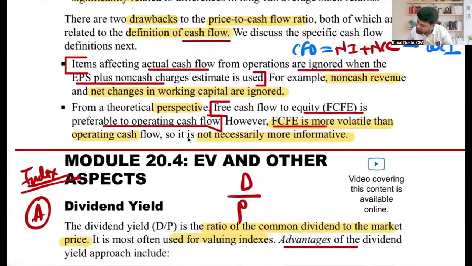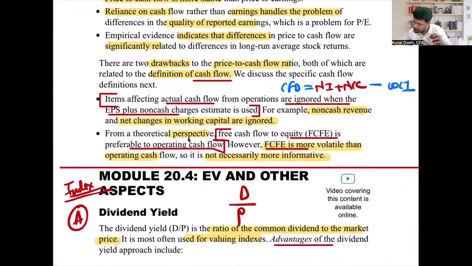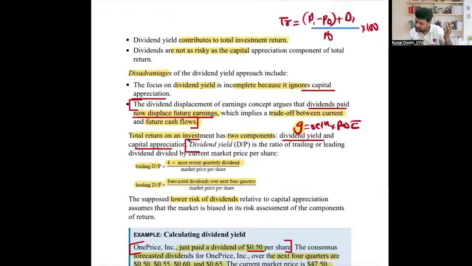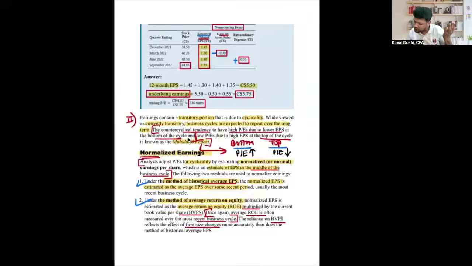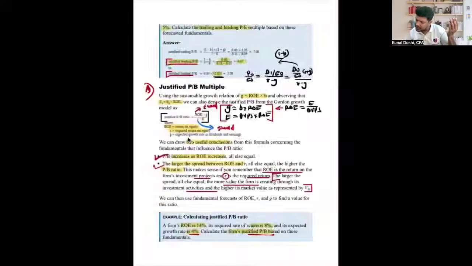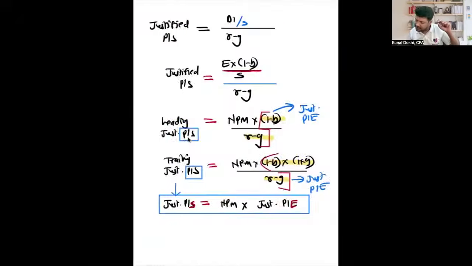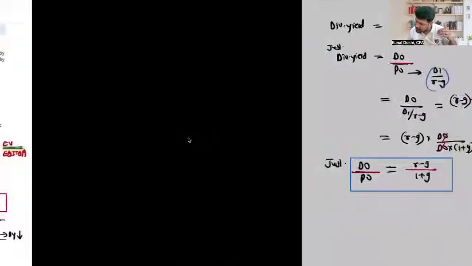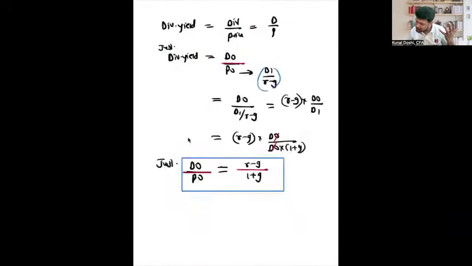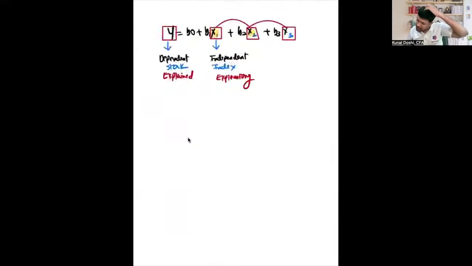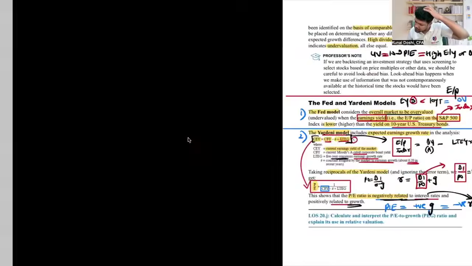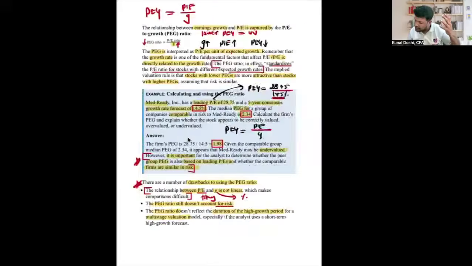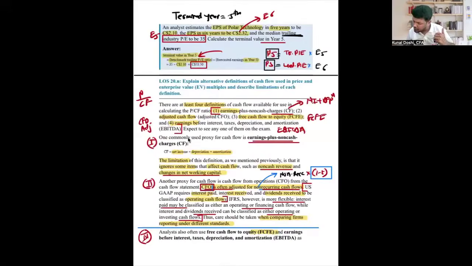Where are the different types of cash flow? Let me highlight that. Underlying earnings, normalized earnings. This is what we will see. Different types of cash flow. Where is it? Different types of cash flow. Paired Yardini model, that is not so important.